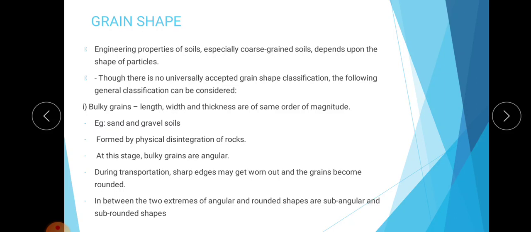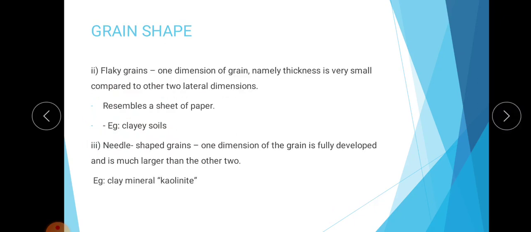That is, at the formation the bulky grain will be angular, and during transportation the sharp edges will be worn out and grains become rounded. In between there will be subangular and sub-rounded shapes. So this is the first shape, that is bulky grain. Example: sand and gravel.